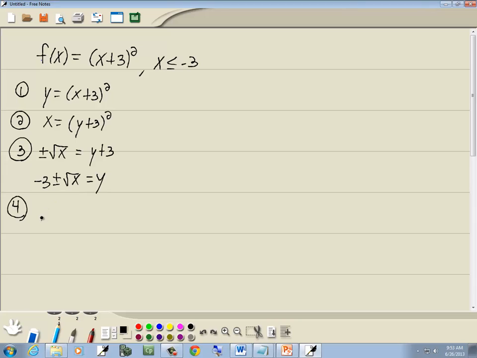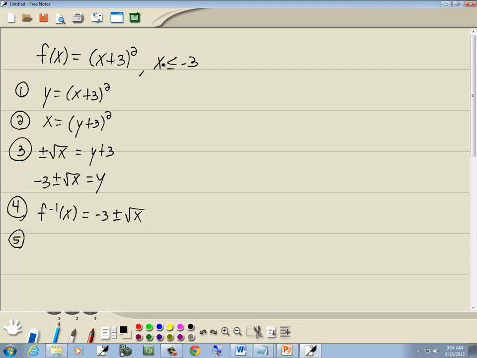Step 4, put our inverse notation in. So the inverse of f is going to equal negative 3 plus or minus square root of x. Now in this problem we have to do step 5 because it has a plus or minus symbol, which means it's not 1-to-1. So we need to make it 1-to-1.